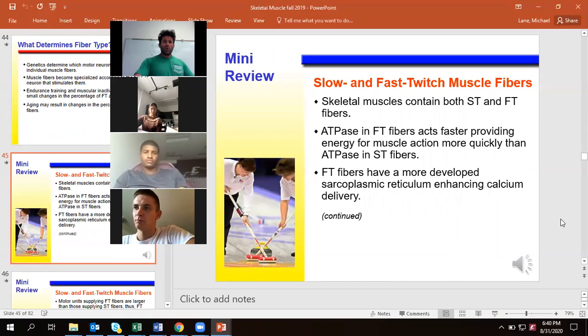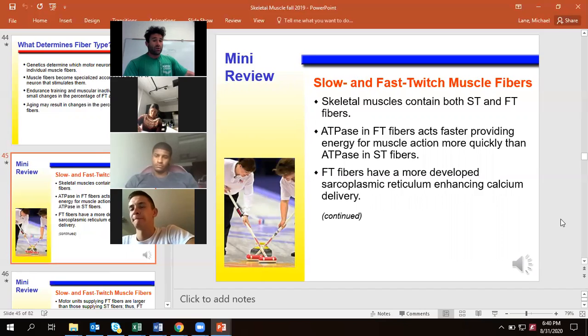So all of our muscles are going to have slow twitch and fast twitch. Some of them naturally do have a greater amount of fast twitch in them, things like our hamstrings, triceps. Others are naturally going to have more slow twitch fiber in them, things like our spinal erectors, our soleus. Our postural muscles tend to be more type 1.